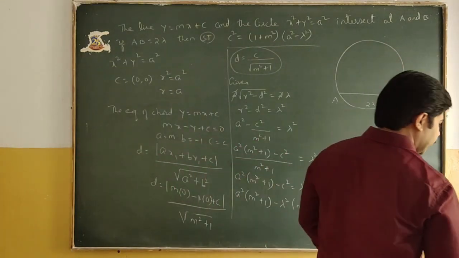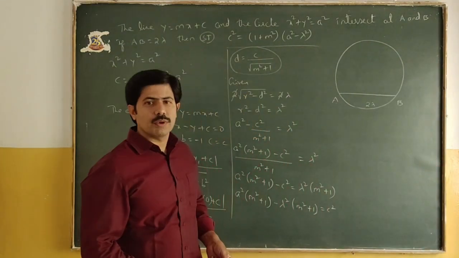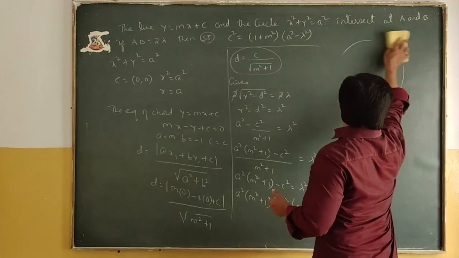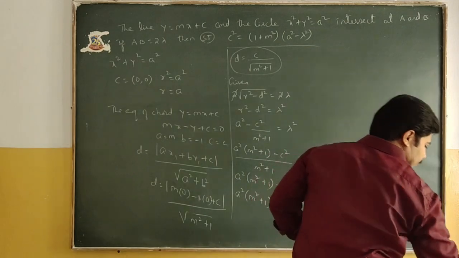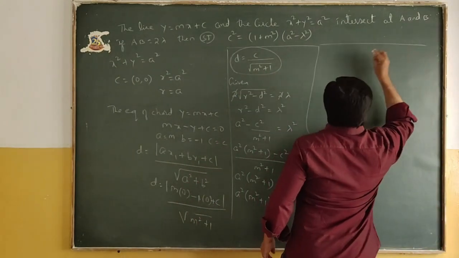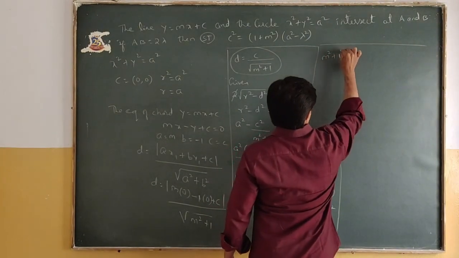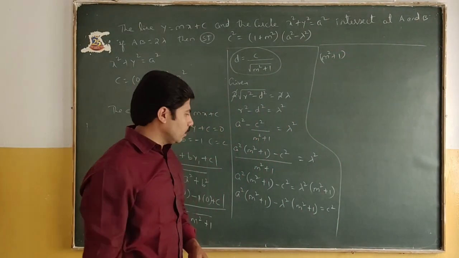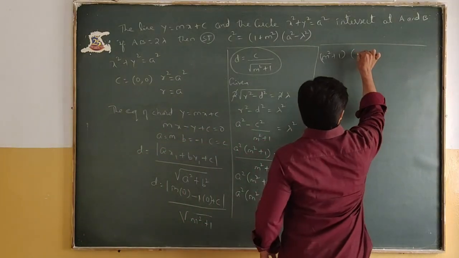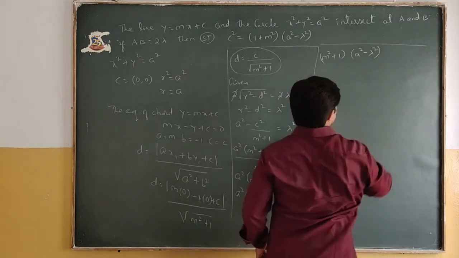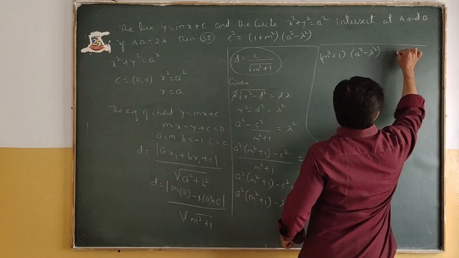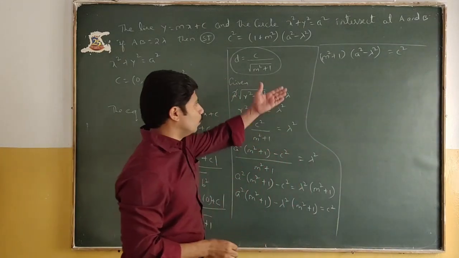So now we can take m square plus 1 common. If we take m square plus 1 common, we get a square minus lambda square is equal to c square. So it is proved.